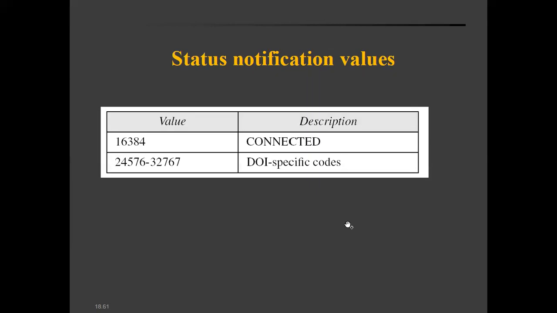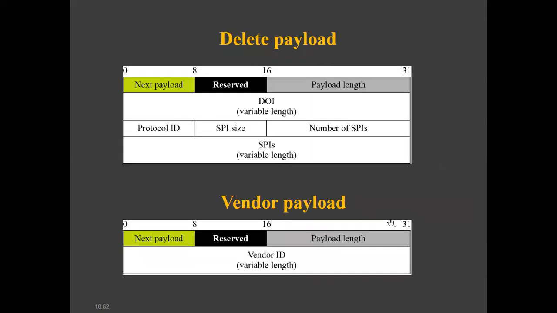Then this is a status notification value. The status notification value 16384 indicates that the status is now connected, and this one indicates the DOI specific codes. Then the next payload is the delete payload. The delete payload is used by the entity that has deleted one or more security associations from the security association database. In that case, such deleted security associations need to be informed to the peers, so that they know these security associations are no longer supported by the entity.